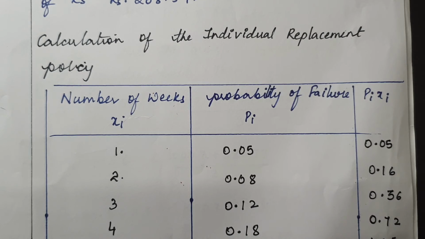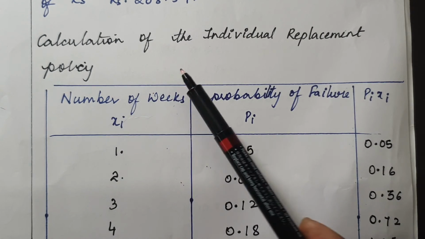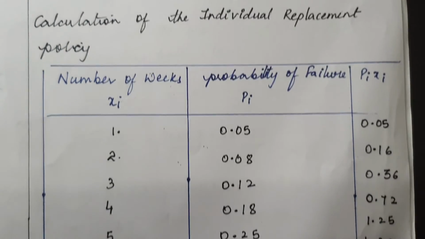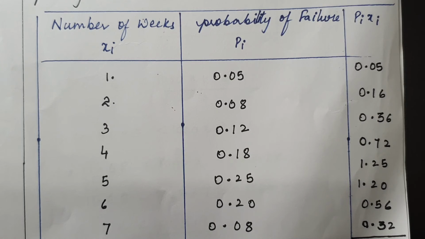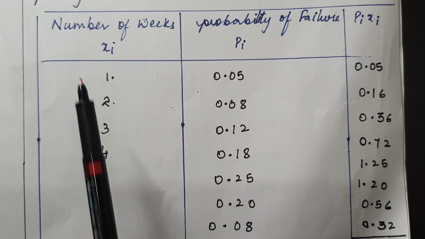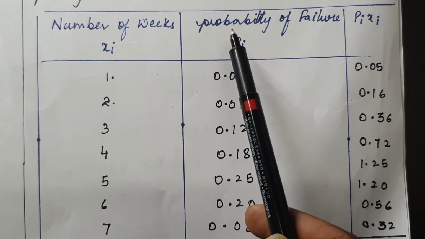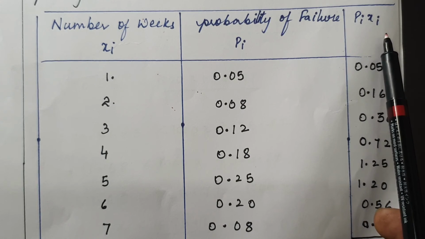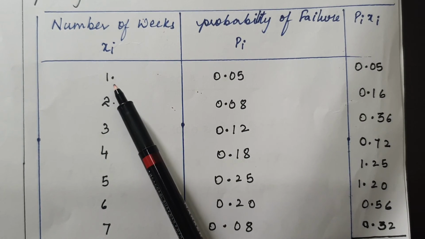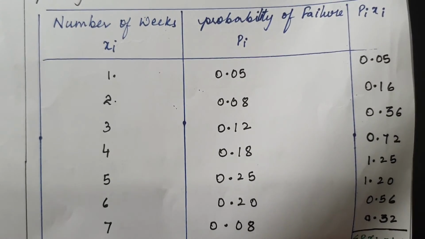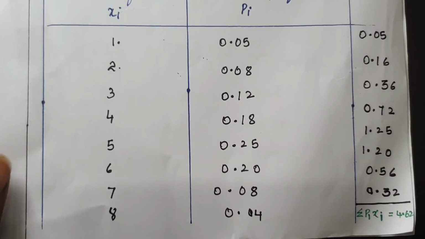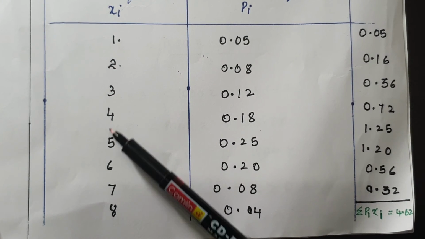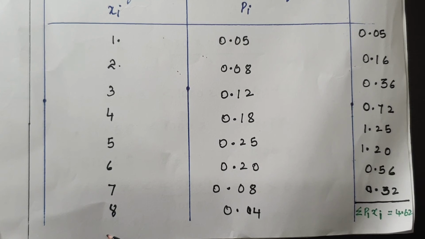Now in this, what we are doing is calculating the individual replacement policy. For the individual replacement policy, first the number of weeks, then probability of failure, then Pi into Xi. How many weeks are mentioned in total? Totally 8 weeks are mentioned: 1, 2, 3, 4, 5, 6, 7, 8.